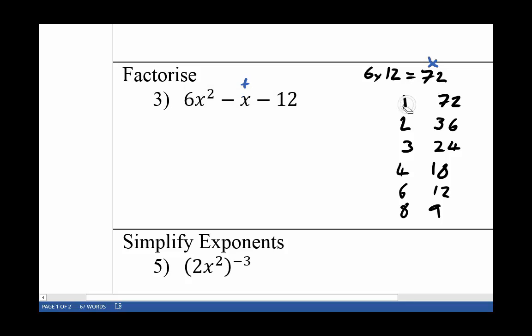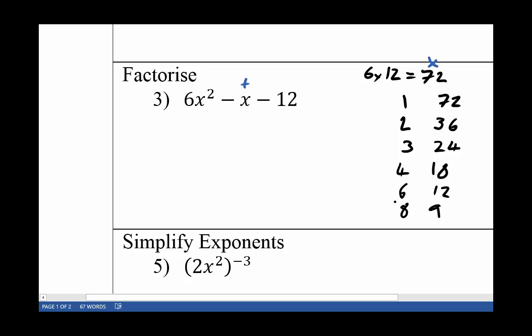So, do 1 and 72, they all multiply to 72. Do they add to negative 1? No. Do they add to negative 1? No. Do they add to negative 1? No. Yes. Look at this one here. See how they're only separated by 1? So I'm going to find a combination of these. By combination I mean I need to find the sign that will allow me to multiply to 72 and add to negative 1.